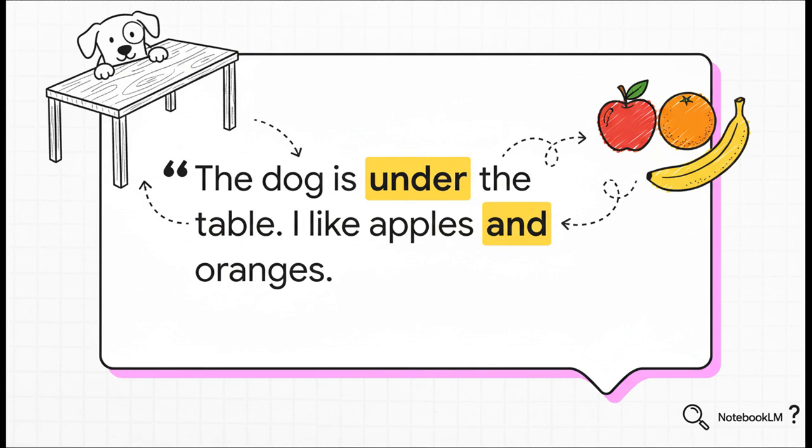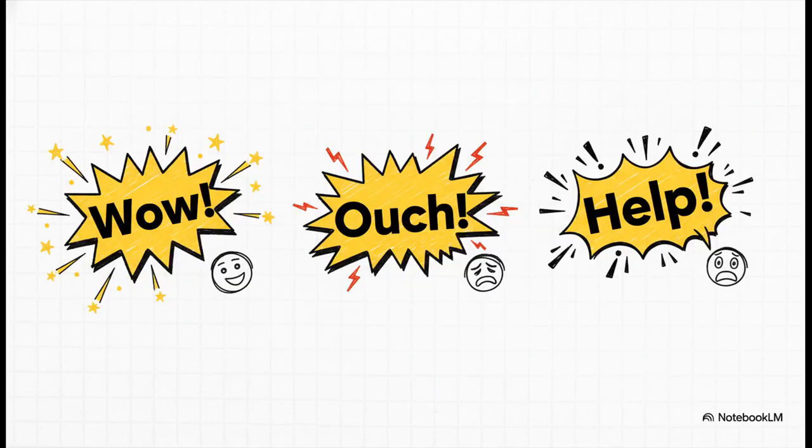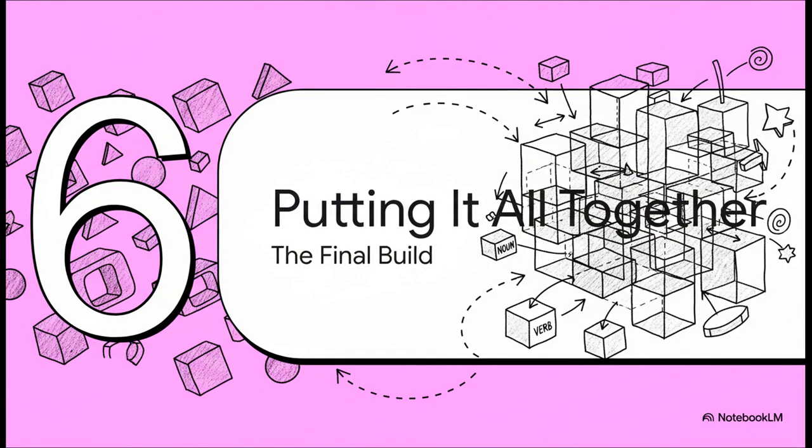See, so simple. And finally, what about when you just need to shout out with a burst of feeling? Wow, hey, ouch. For that, we've got interjections. They're short, punchy words that show strong emotion, but aren't really connected to the rest of the sentence's grammar. They're just pure feeling. Okay, we have officially met all the building blocks.